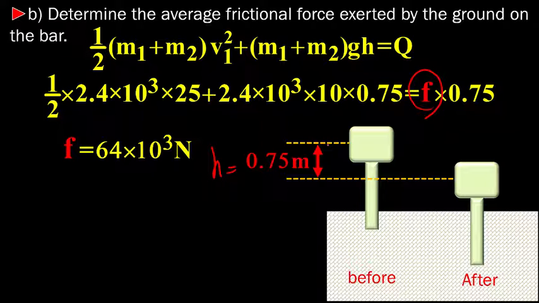Pay attention, the velocity of the system exactly before it digs into the ground has been taken to be 5. So if we raise it to the power of 2, we will get 25.